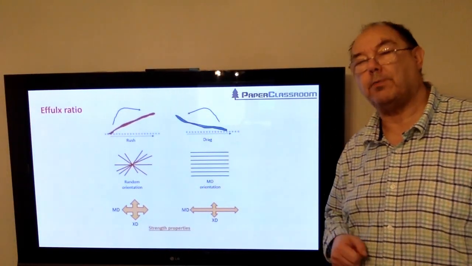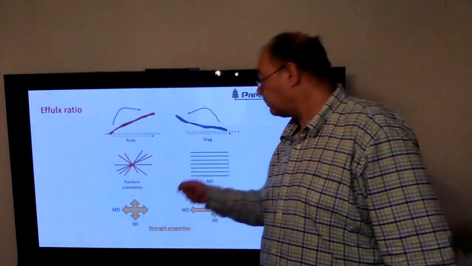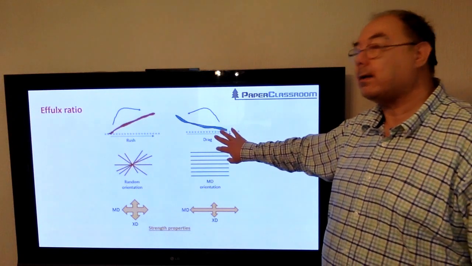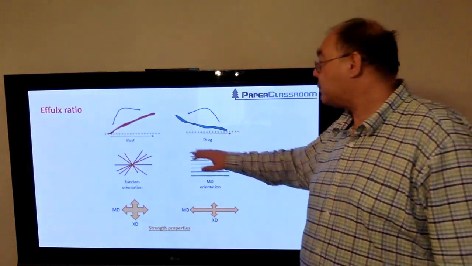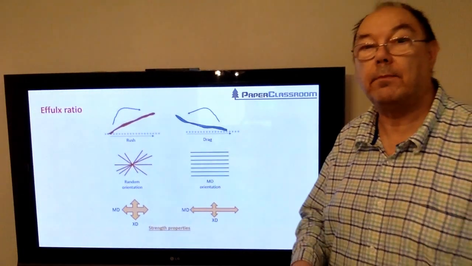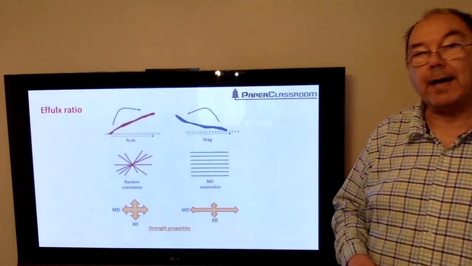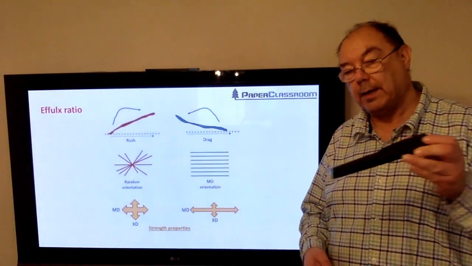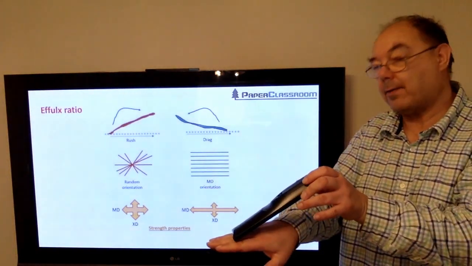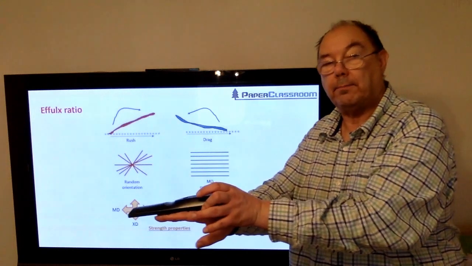And the term we use for that, of course, is a square sheet. If we take the other situation, drag. In drag, this means that the wire is travelling faster than the fibre. So again, if this is a fibre and it's coming along, it might come along like a javelin, be exactly the machine direction, it'll land on the wire and it will carry on.